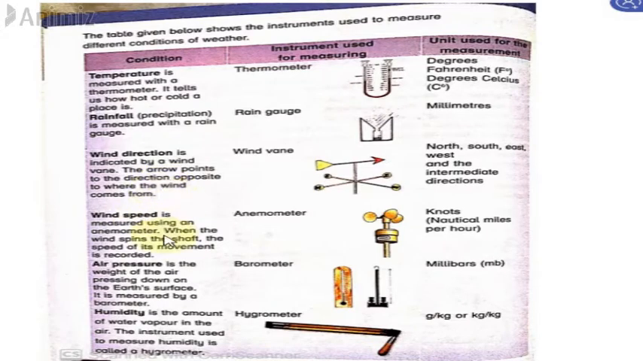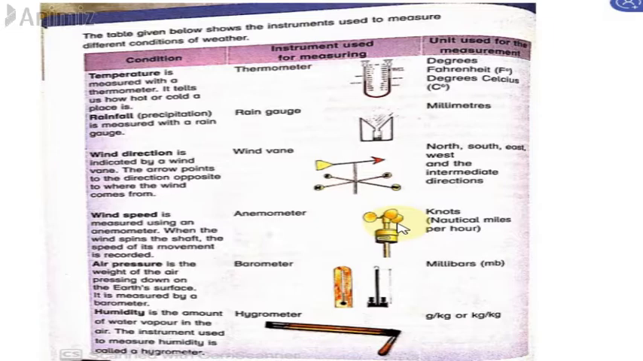The next one is wind speed. Wind speed is measured using an anemometer. When the wind spins the shaft, the speed of its movement is recorded. There are three shafts like this present. What the anemometer does is that if the wind is blowing very fast, the shafts are going to spin very fast. That shows that the wind is blowing at a very fast pace. And if the wind is blowing at a very slow pace, then it will move slowly. So this is an anemometer.